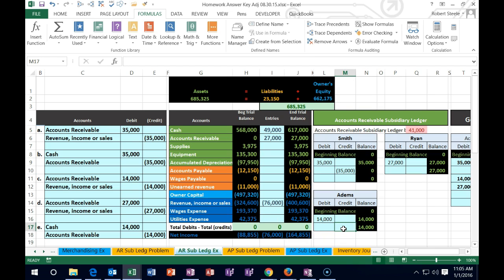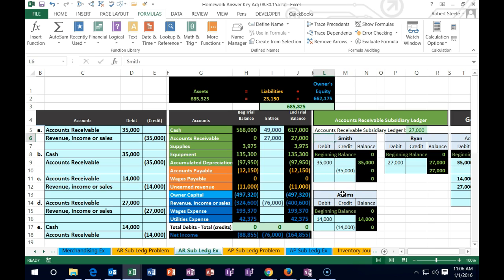So we're going to go into the credit side for Adams, and we are in cell M17, equals, and we're going to point to that 14,000 over here. That will bring the 14 down by 14 to 0. So Adams no longer owes us the money. We can see that all the subsidiary ledger accounts now add up to 27,000, just what Ryan owes us. That ties out to the trial balance.